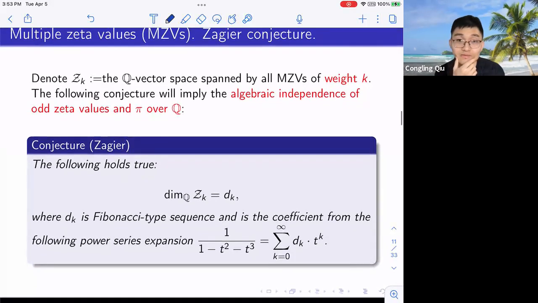Sorry, this is a little bit confusing. So you really mean algebraic independence? So you mean this is a Q bar span or a Q span?